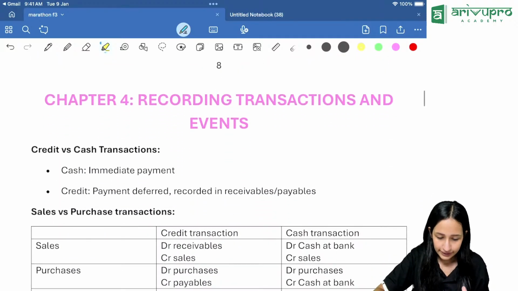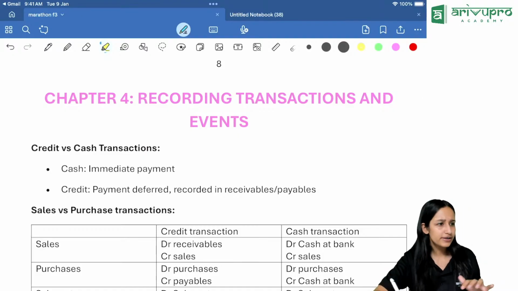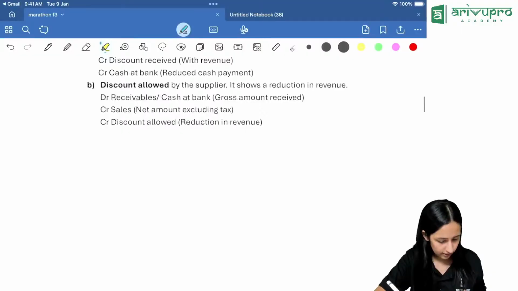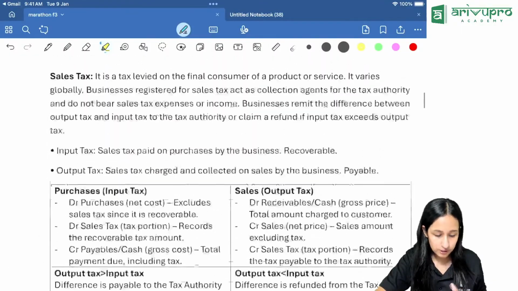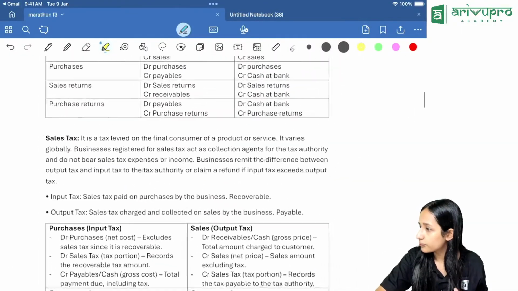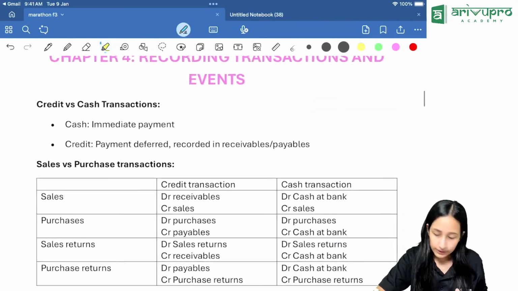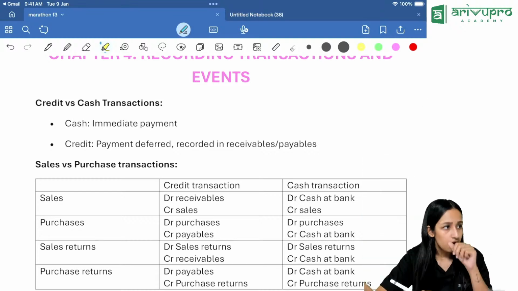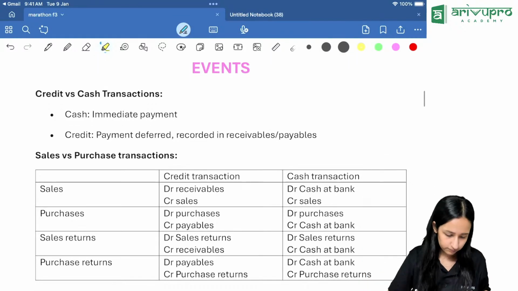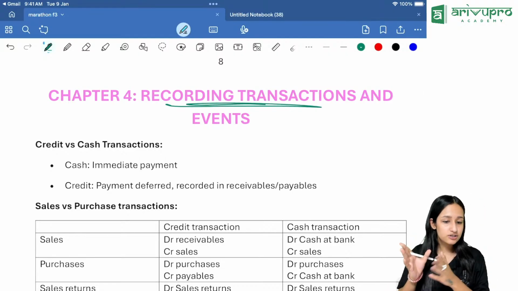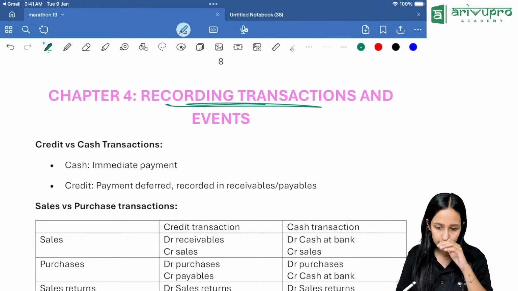Okay. Next is chapter 4. Chapter 4 is a very simple chapter again. So the next few chapters are going to be small and tiny and we can finish them off early, but the last few chapters will focus a little more on. Okay, recording transactions and events. So here we'll learn how to record whatever transactions are being incurred.